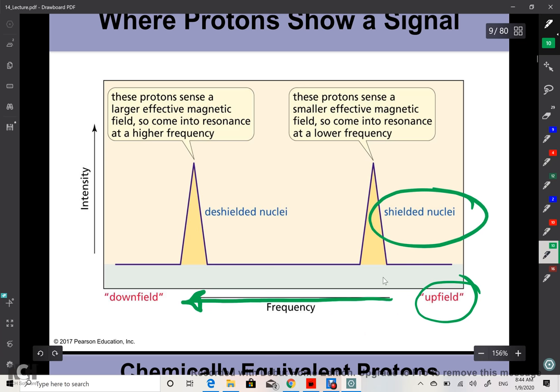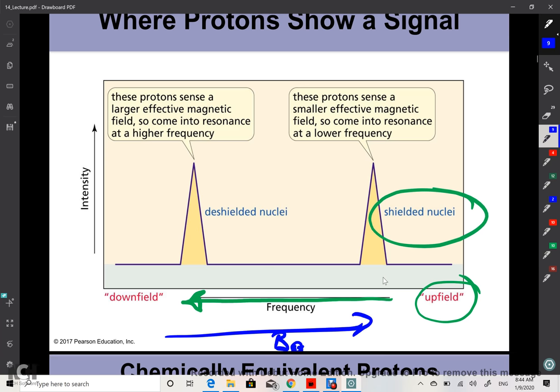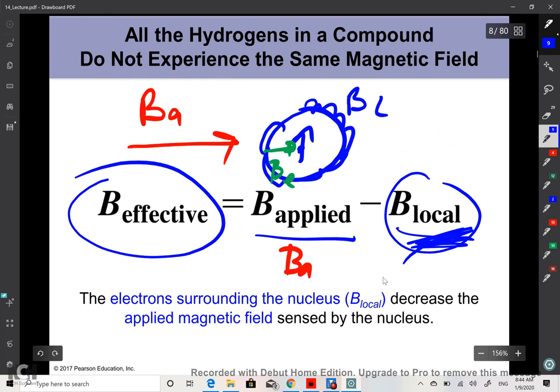Let me change the color. So I will call this our applied magnetic field, the B0 or the BA. That's how the applied magnetic field increases in that direction. It's such that you have a high magnetic field over here. That's why we refer to it as being upfield. And down here, you have a low magnetic field. That's why we refer to it as downfield. Does that make sense? And so that upfield is because in order to get the nuclei to change spin, you will need to apply a lot of BA so that the BA will go over there and pull the BL apart, to make the BE high. That's why we talk about upfield.